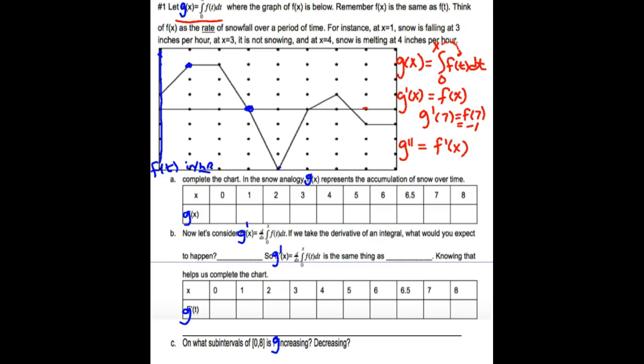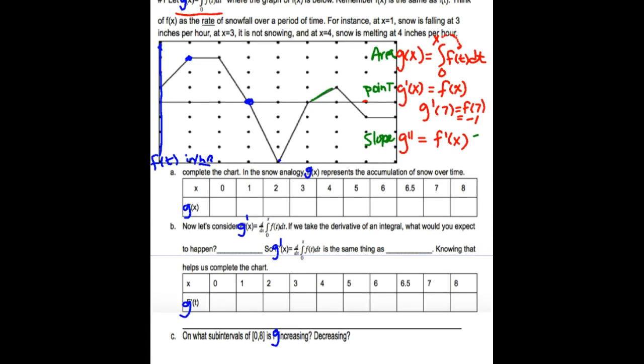So really, if I put this into words, what G is doing is giving me the area under the curve. G prime is actually a point on the curve, and G double prime is the slope, because this is f. So G double prime is f prime, or the slope's there. So if I'm being asked questions about G, it means area under the curve. Anything about G prime means point on the curve. Anything with G double prime means slopes of the curves. So let's go evaluate some.